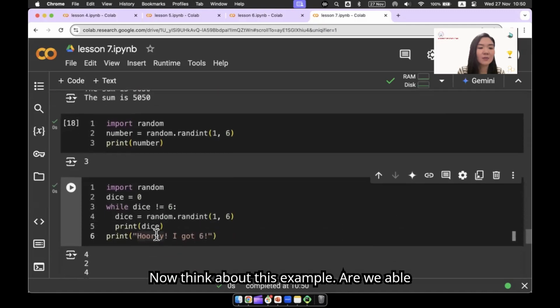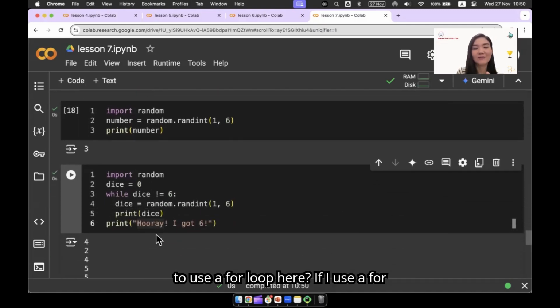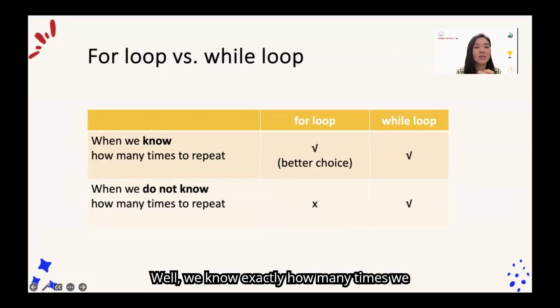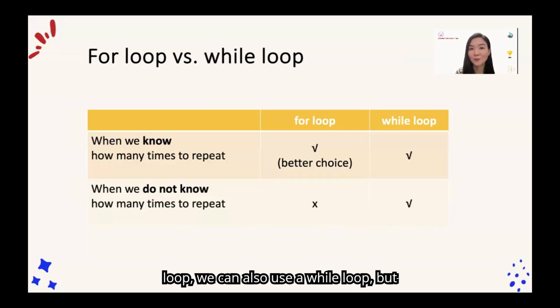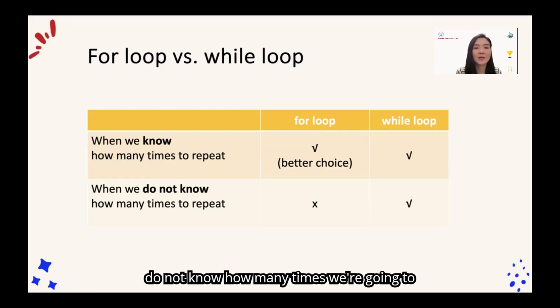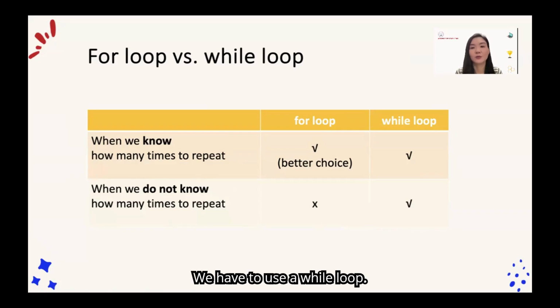Now think about this example. Are we able to use a for loop here? If I use a for loop, for i in range, I can't put a number there. So there's no way to use a for loop. And that's the difference between a for loop and a while loop. When we know exactly how many times we are going to repeat, we can use a for loop. We can also use a while loop. But of course, as we have seen, a for loop is a much better choice. When we do not know how many times we're going to repeat, there's no way to use a for loop. We have to use a while loop.